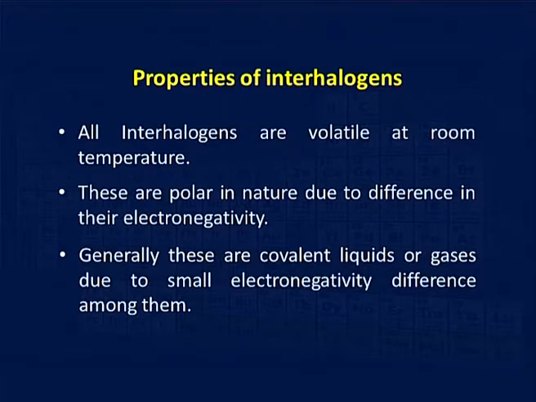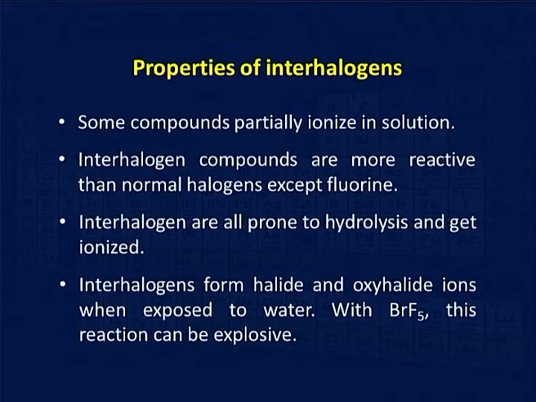These interhalogens are polar in nature due to the difference in their electronegativity values. Generally, these are covalent liquids or gases due to the small electronegativity difference among the constituent halogen atoms. Some compounds partially ionize in solution. The interhalogen compounds are more reactive than normal halogens except fluorine. The interhalogens are all prone to hydrolysis and get ionized.